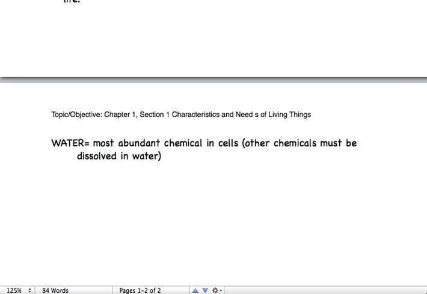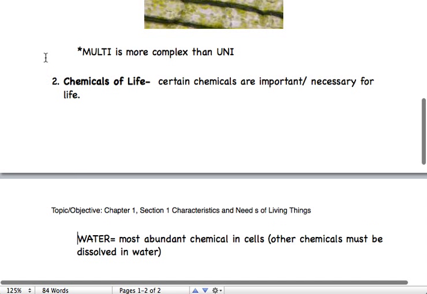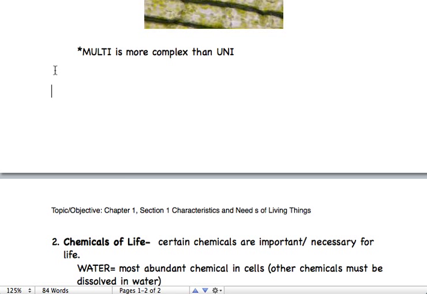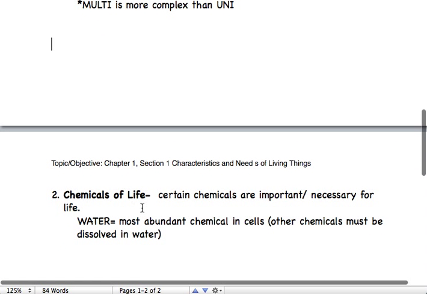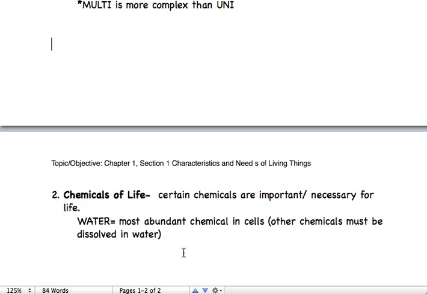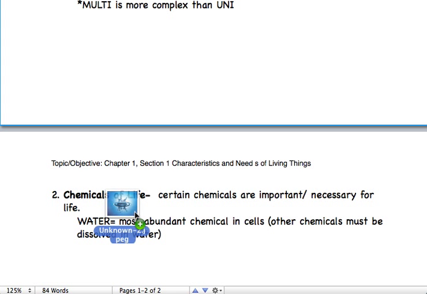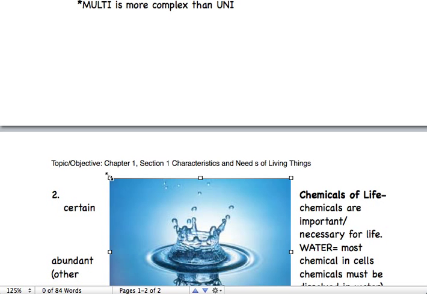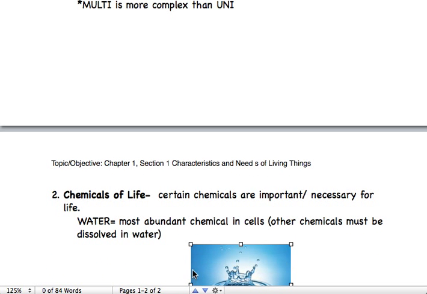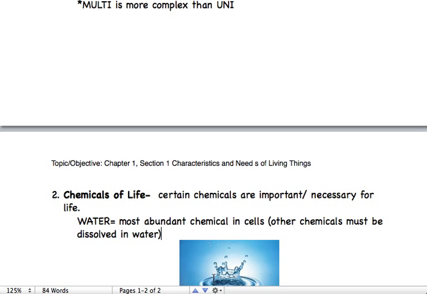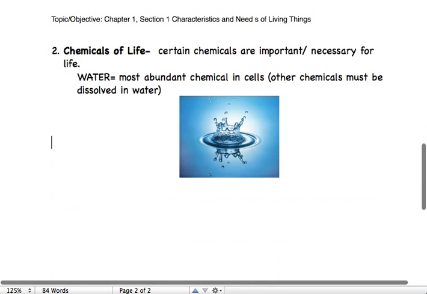Water, surprise, surprise, is considered to be a chemical. A lot of people in class seemed shocked by that, but it is considered to be a chemical, and it's the most abundant chemical in cells. And other chemicals have to be dissolved in water in order to get into the cell and get out of the cell. So it's quite important indeed. And here we have a little picture of water, so you know how important it really is. Figured if it has a picture, it must be pretty important.